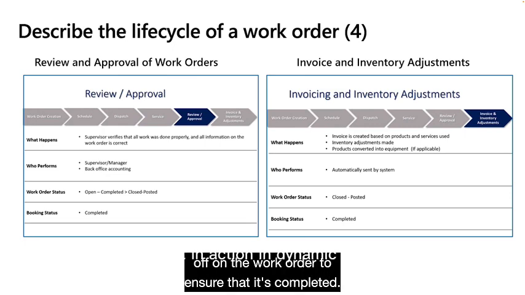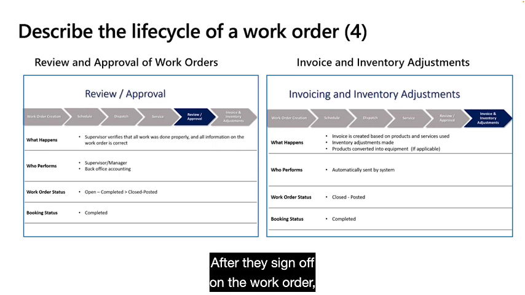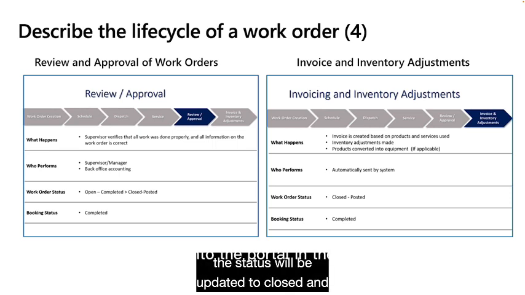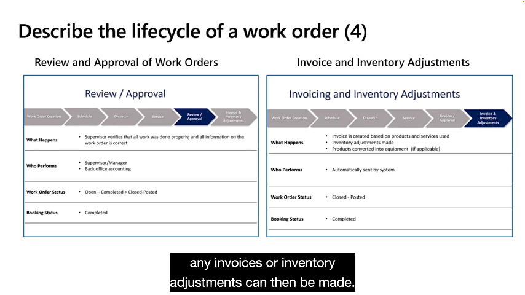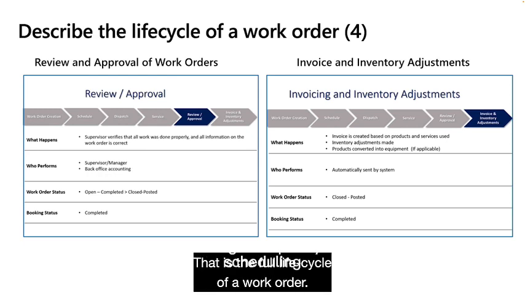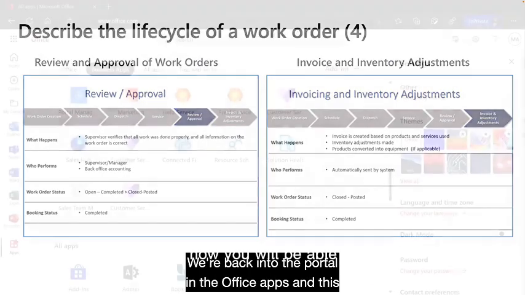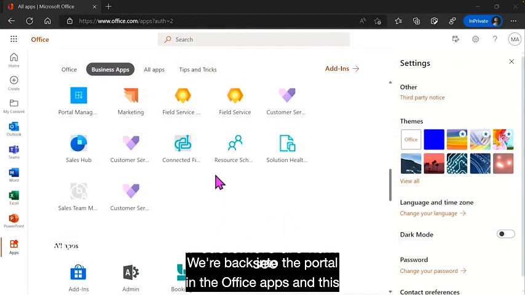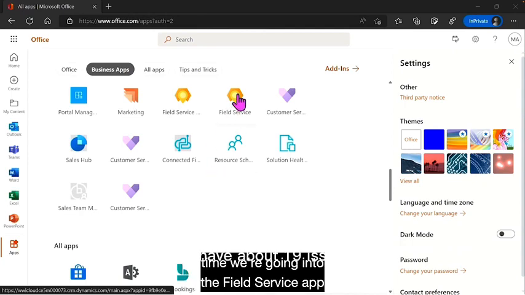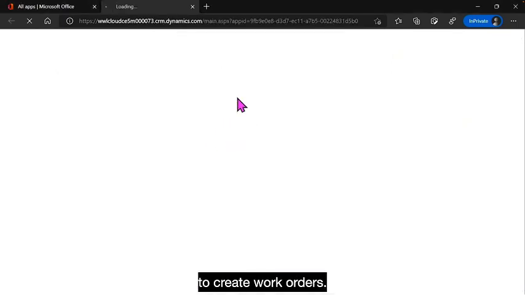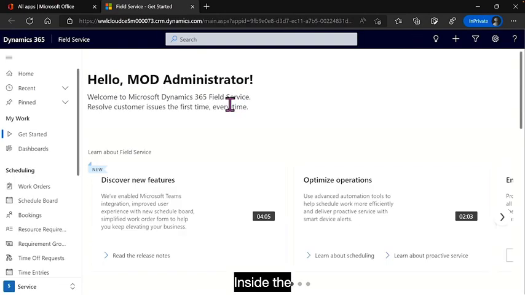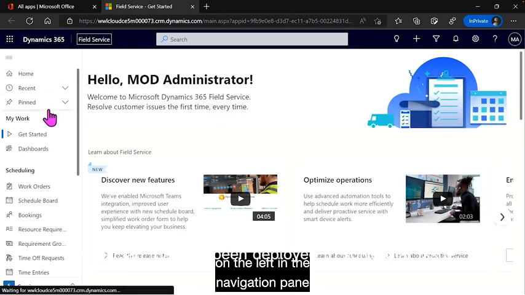Let's see that in action in Dynamics 365, shall we? So we're back in the portal in the Office apps, and this time we're going into the Field Service app to create work orders. Inside the Field Service app, on the left in the navigation pane, under Scheduling, you see Work Orders. This is how you will be able to log any issues that your customers are having. So right now we see we have about 19 issues which have been unscheduled. Unscheduled meaning that no technician has been deployed to solve that issue.